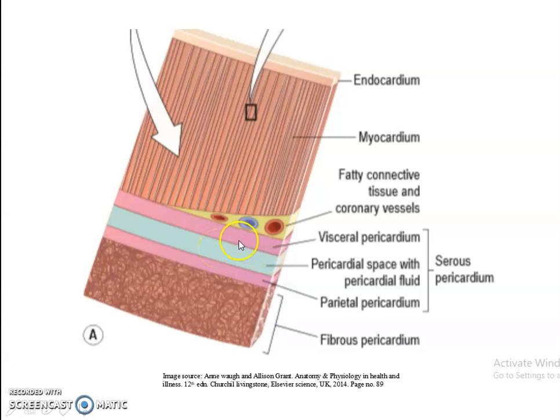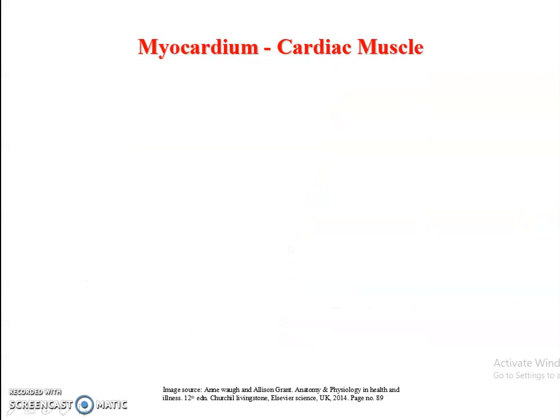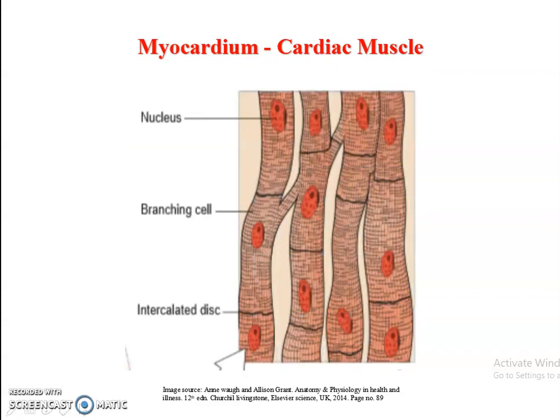That is secreted by the flattened epithelial cells present in the wall of the visceral as well as the parietal pericardium. Then coming to the endocardium, as already explained, this is the thin and innermost lining. This endocardium is made up of flattened epithelial cells. Next, coming to the myocardium, it is made up of cardiac muscle.